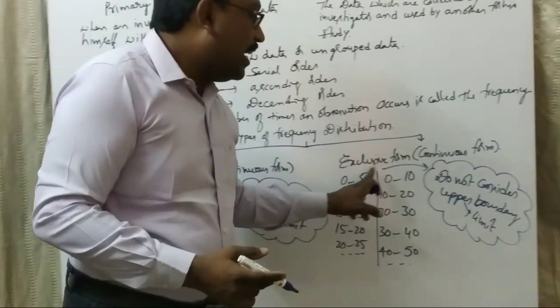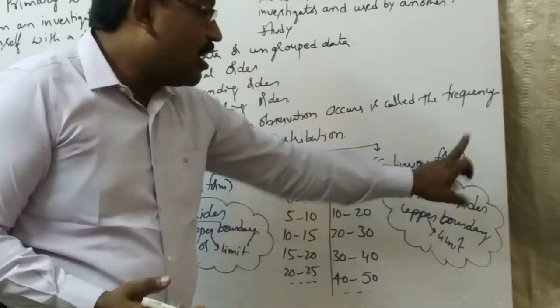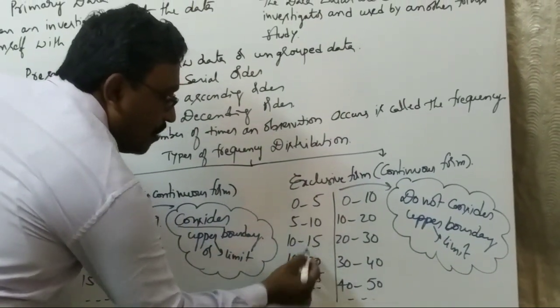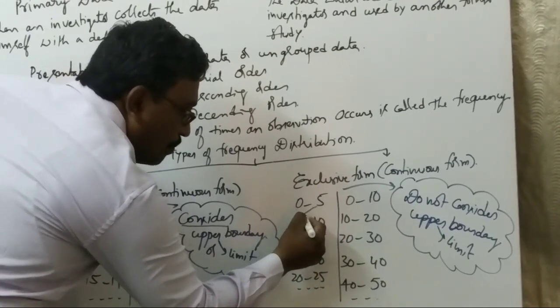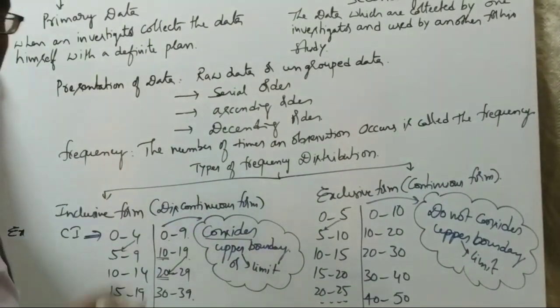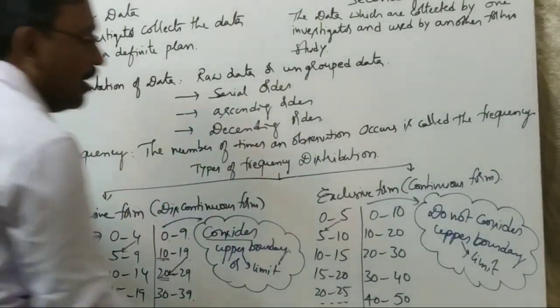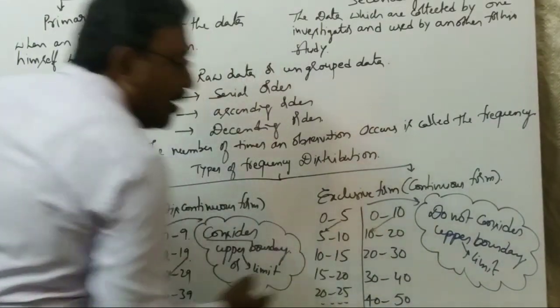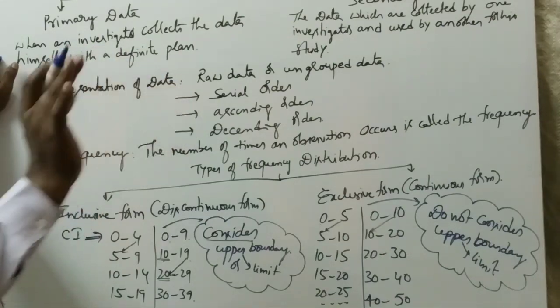The other one is exclusive form. That is called continuous form. That is 0 to 5, 5 to 10, 10 to 15. Here the first class upper limit is equal to the second class lower limit. Here also you can say 0 to 10, 10 to 20. So the first class upper limit is equal to the second class lower limit.